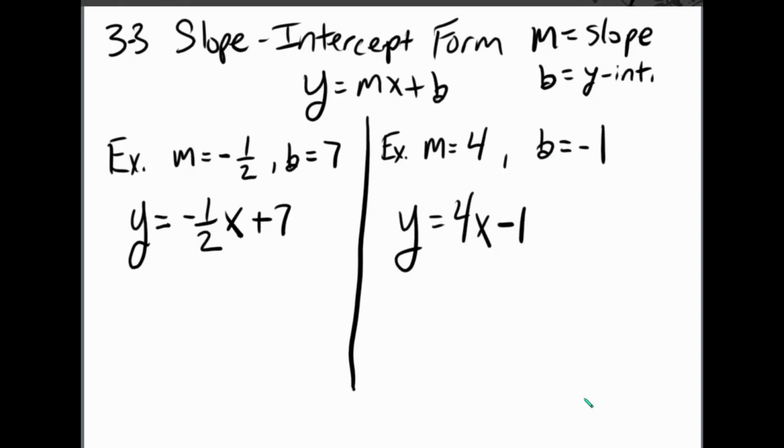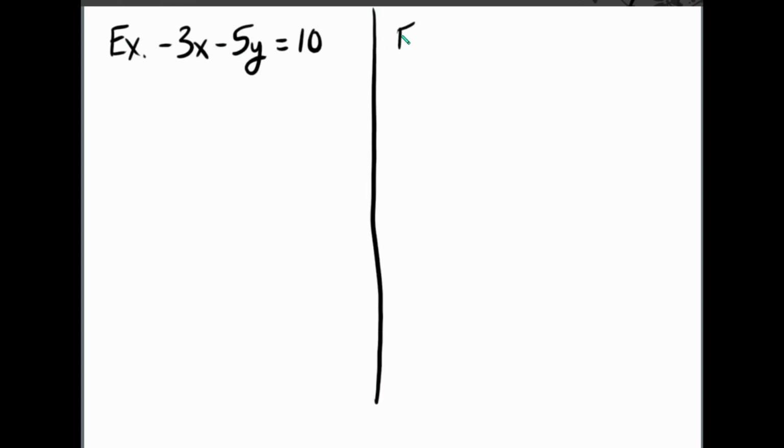Okay, now for the second part of the video, we're going to take a look at a couple of equations that we have to write from the original equation into slope-intercept form. So here's the two examples that we're going to look at. My first example, I'm going to take a look at negative 3x minus 5y equals positive 10. And then for my second example, I'm going to go ahead and take a look at 6x plus 2y equals negative 18. So notice that neither one of these equations are written in slope-intercept form.